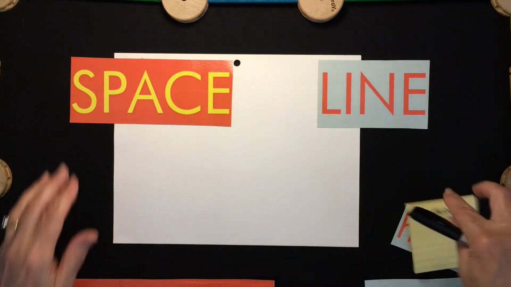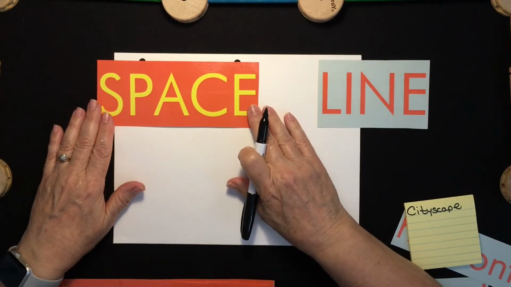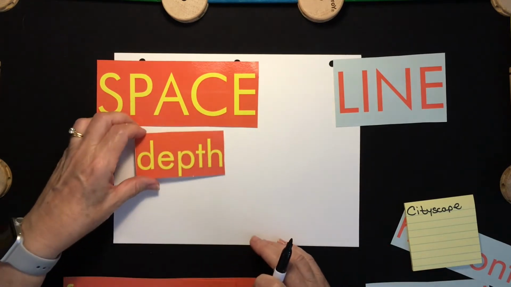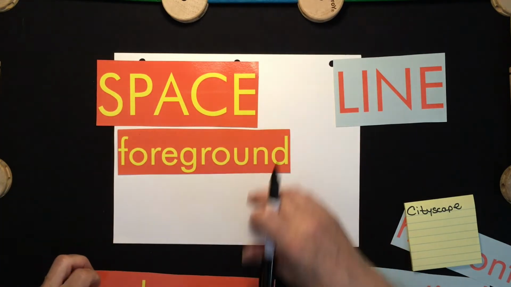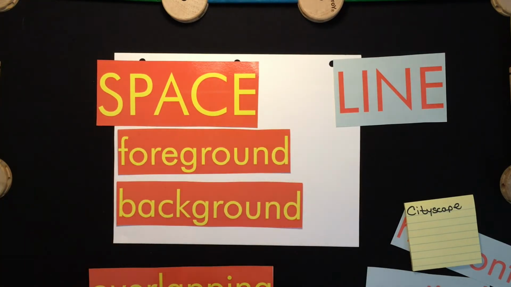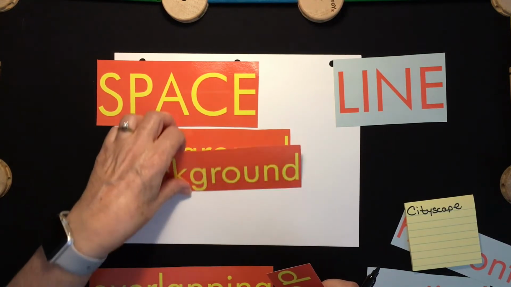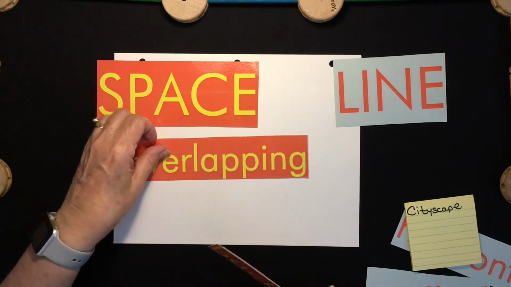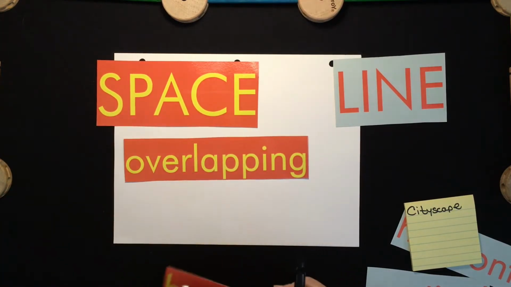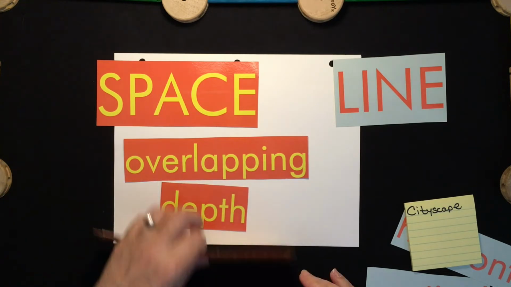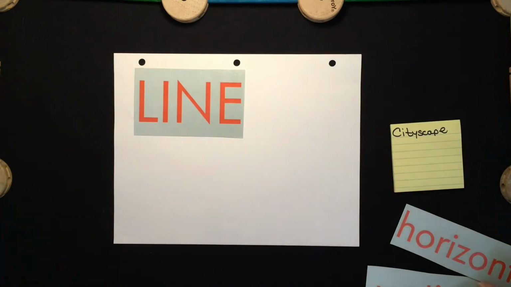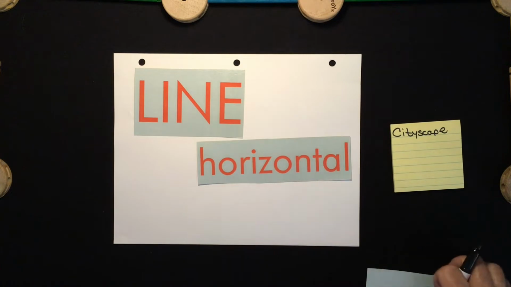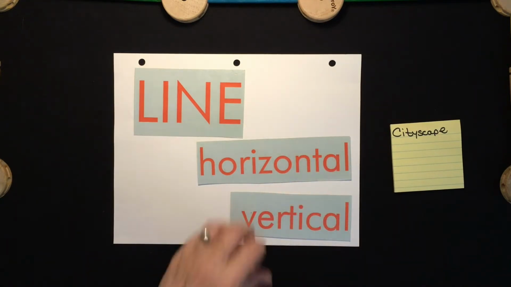Now we're going to try and create the illusion of space. And to do that, we're going to create depth by having a foreground and a background. And the way we're going to show a foreground and a background is by overlapping. Important word to create depth. Now, we're going to be using a lot of lines, but mainly the lines that we're going to use are horizontal and vertical. So here we go.